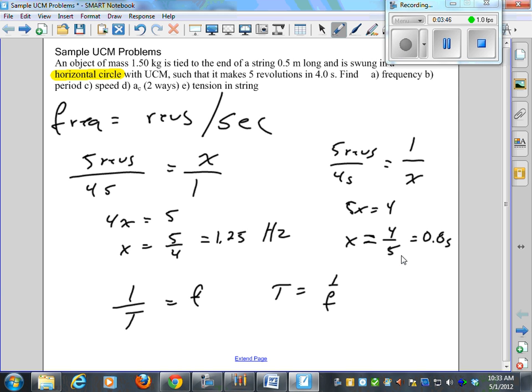Which one appears in the formulas that we looked at yesterday, T or the F? T. So it's probably better for you to find T than frequency. Although I will show you in a few days that we can rearrange the formulas so they have frequency in them.